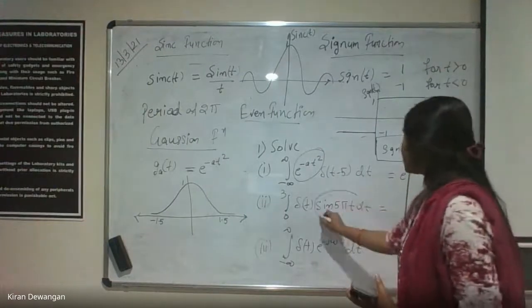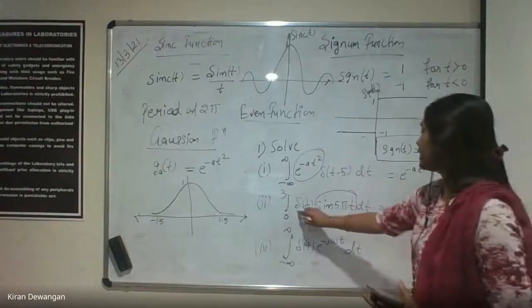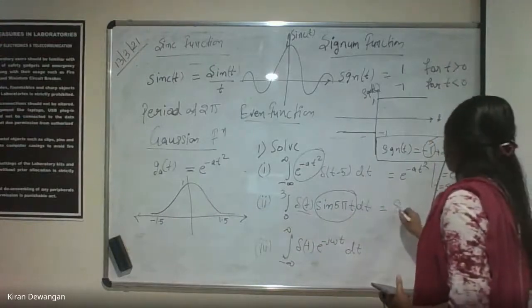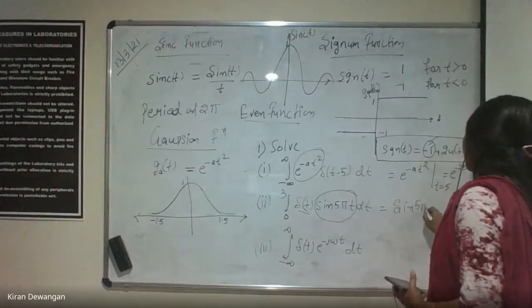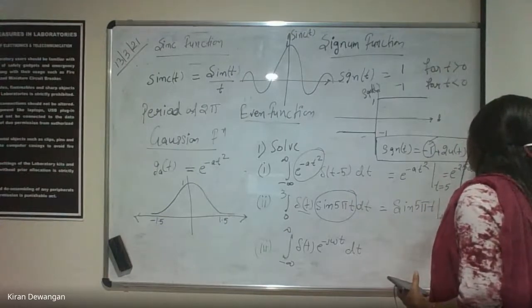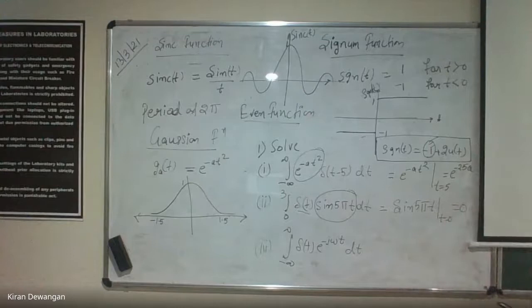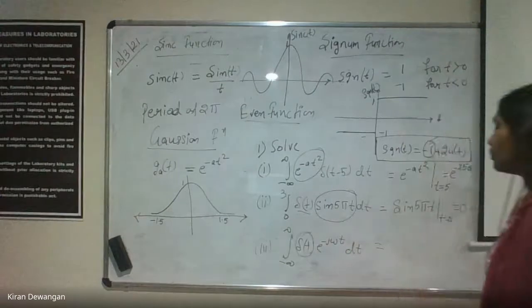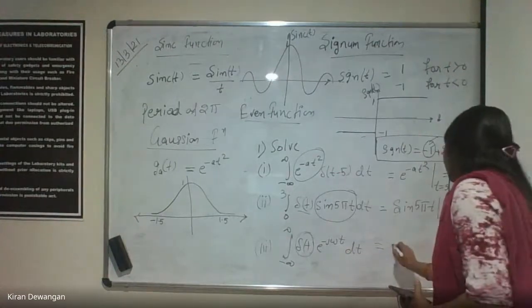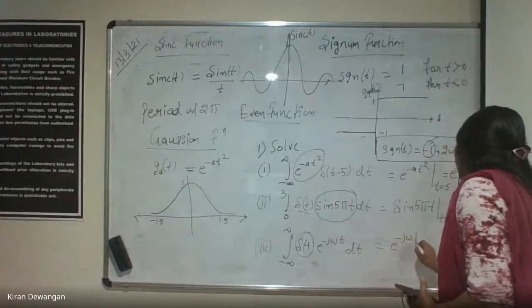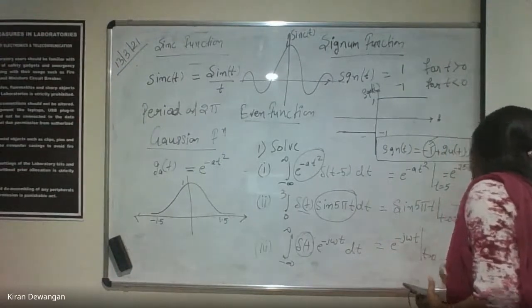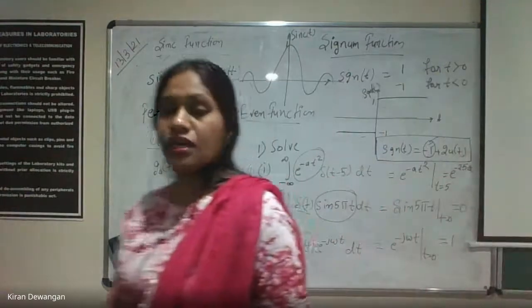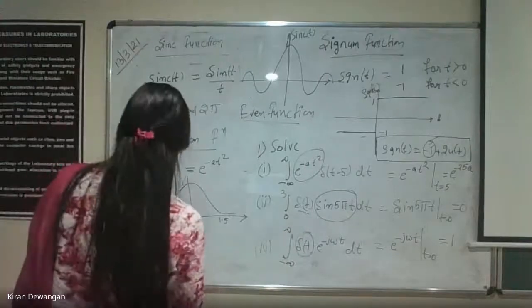Here, this is our x t. Now this is directly del t given to us. Del t exists only at t equals to 0. So this is sine 5 pi t at t equals to 0, which is 0. Now this one, this is del t at t equals to 0, so it will be 1. So e to the power minus j omega t at t equals to 0, e to the power 0 is 1. Clear? So this is how we'll solve these types of questions.